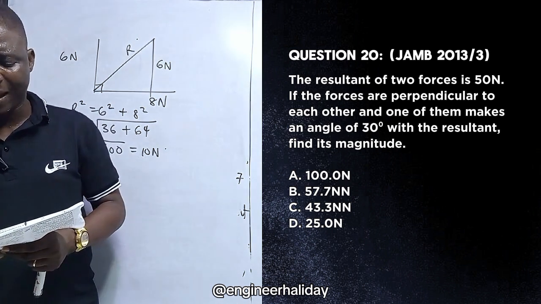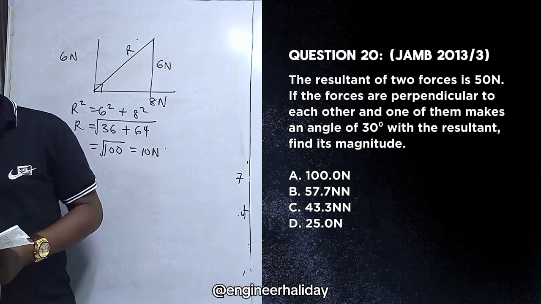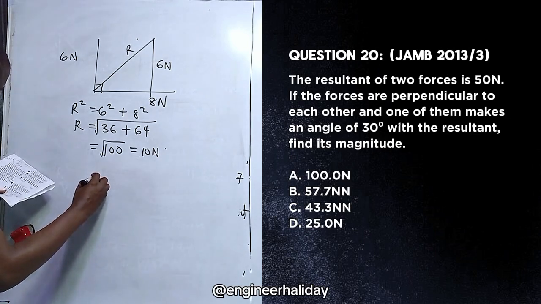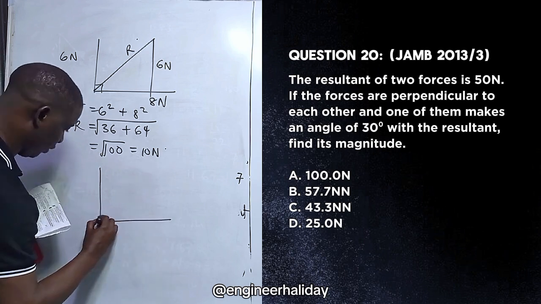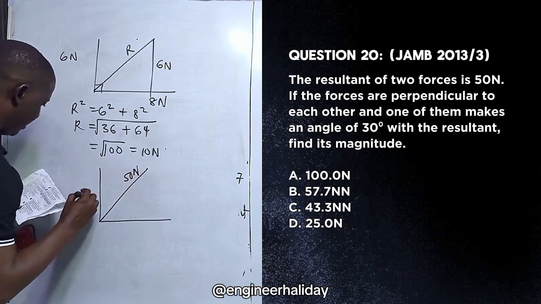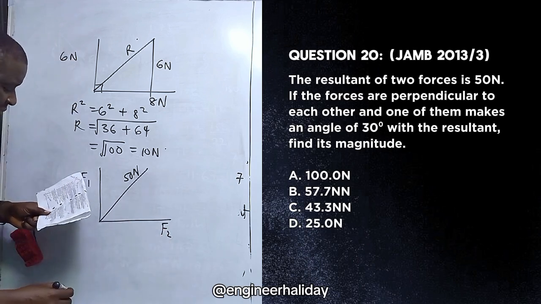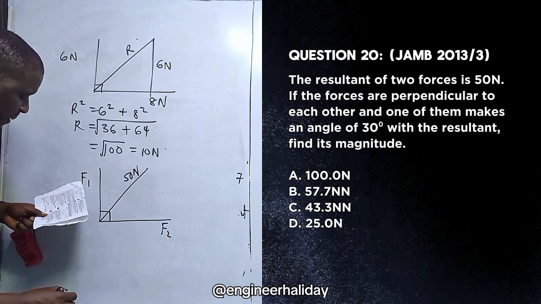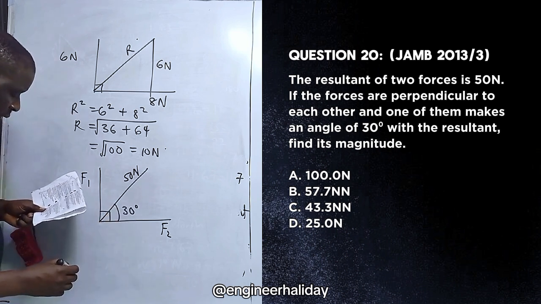Number 20 says the resultant of two forces is 50. If the forces are perpendicular to each other and one makes an angle of 30 degrees to the resultant, find the magnitude. For you to find this, with two vectors, let's say the resultant of these two vectors is 50 Newton. Let's call them F1 and F2. If the forces are perpendicular to each other, and one of them makes an angle of 30 degrees with the resultant, find the magnitude.